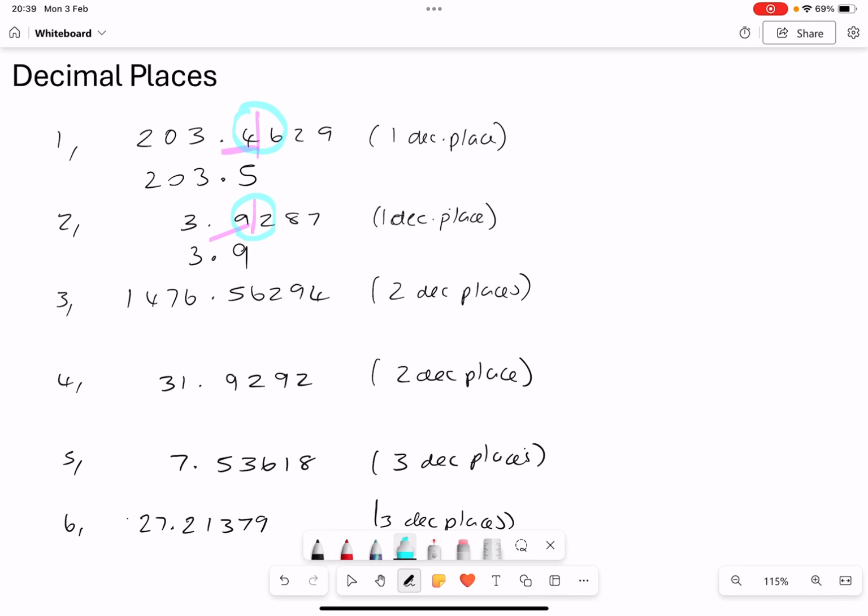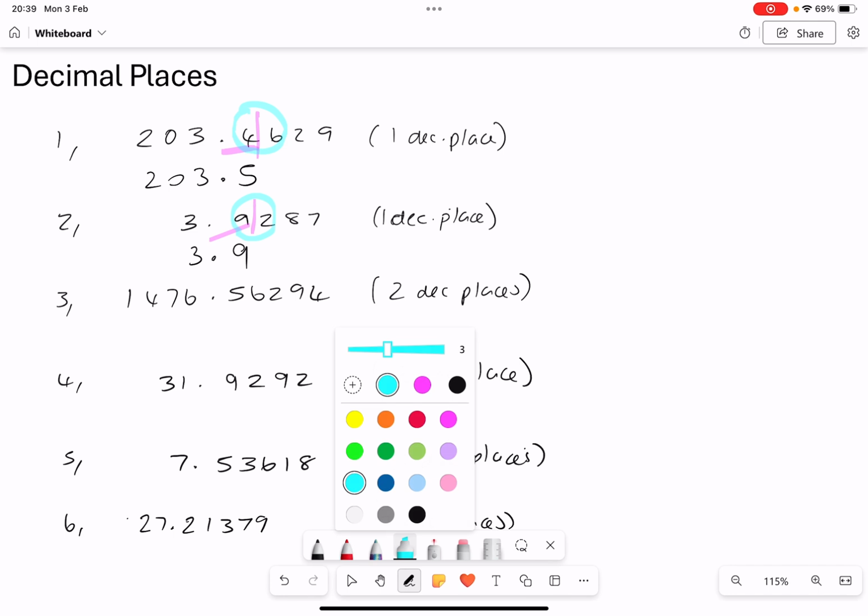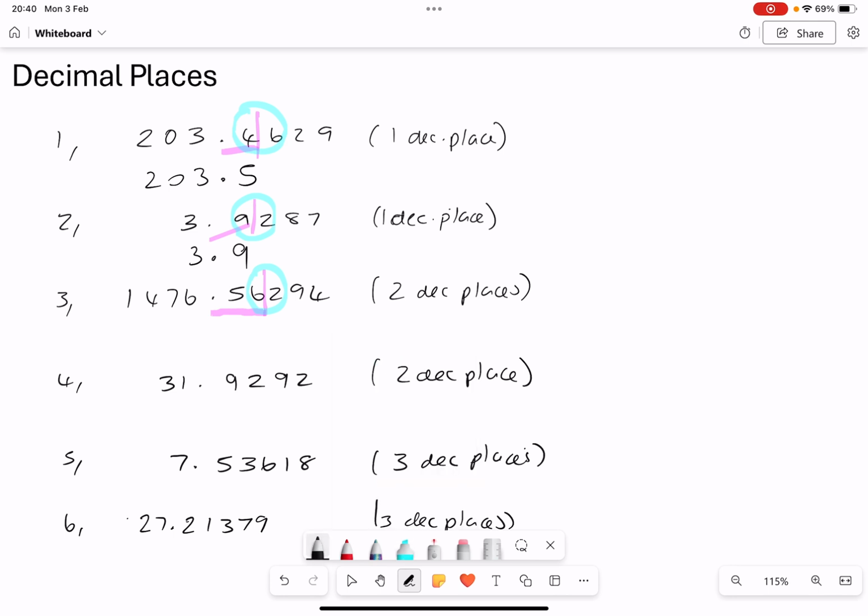Next one, we're moving on to 2 decimal places. Decimal, 2 numbers after, and then we've got a cut off, and we're interested in that number before and after the cut off. All of those before the decimal stay the same. That 5 stays the same. 6 is followed by a 2, so it will stay as a 6.